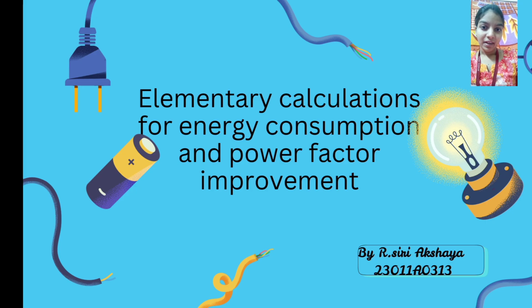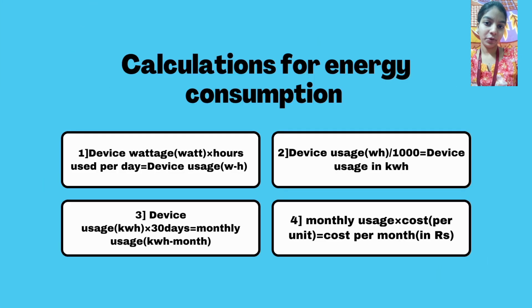It is simply how many units of energy are consumed, that is power. How many units a particular house is consuming, according to those units, how much bill that house is going to get. So it can be calculated in 4 steps. First, device wattage into hours used per day equals device usage in watt hours.